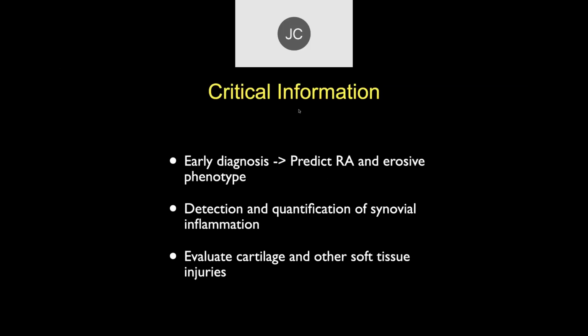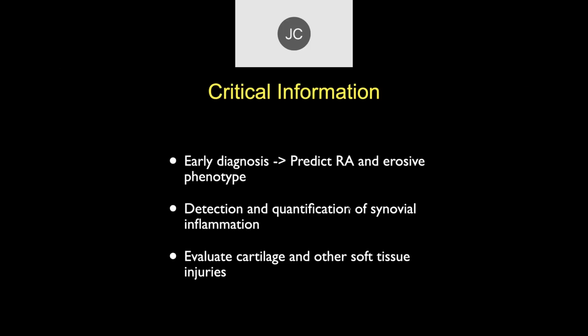So let's review the critical information that we want to get to treat patients with rheumatoid arthritis. One is we want an earlier diagnosis, because we want to make the diagnosis and treat these patients while they still have reversible disease. And we want to know whether they have erosive phenotype or not. If it's erosive phenotype, we want to treat more aggressively with more expensive medications than if bone erosions are not a major part of their disease process.